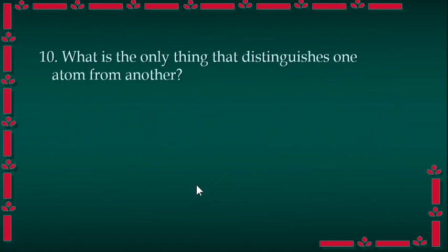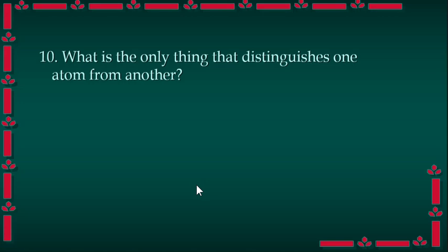What is the only thing that distinguishes one atom from another? Number of protons. For example, look at Alex and Oscar. They might as well be identical twins. They look the same to me. Okay? What is the difference between them? Social Security number.